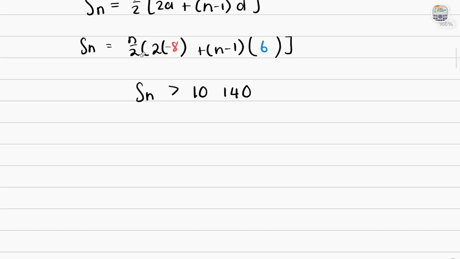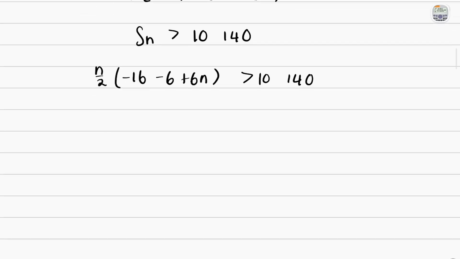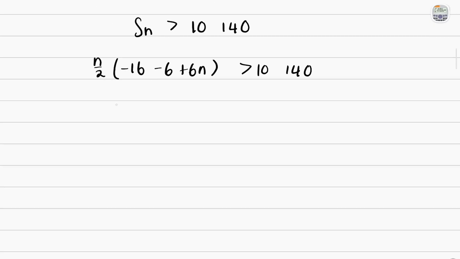Okay, let's start simplifying. So this is n over 2, and then these multiply to give us -16. And if we distribute the 6 there, that is minus, let's just start with the negative. -6 and then +6n is greater than 10,140. Okay, and we can simplify what is inside first. N over 2, and then we have 6n, and those give us -22.